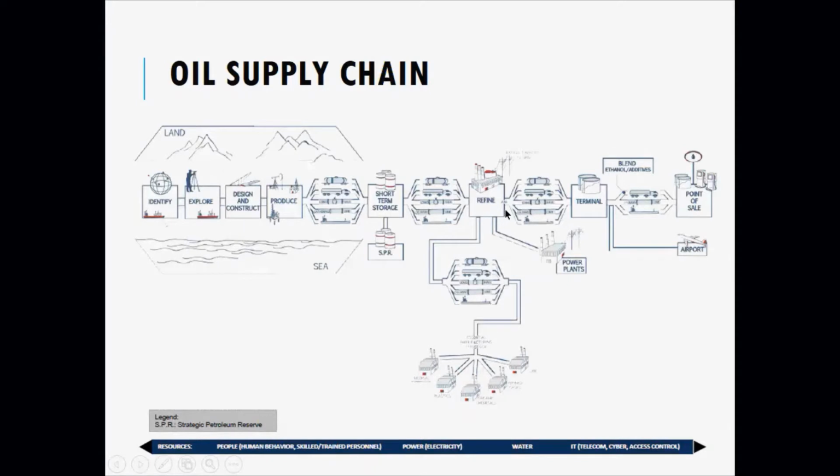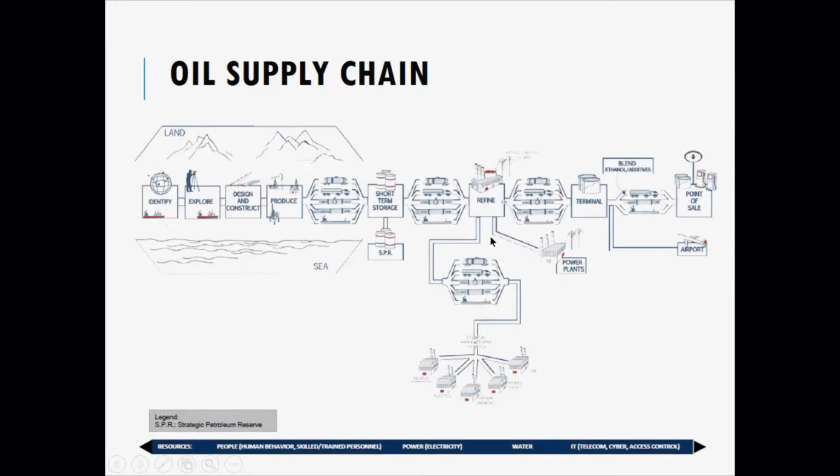Similarly, if there are terminals at a distant location, then in that case as well, the products will be transferred from the refinery to the terminal, and again from the terminal to retail outlets, like the petrol bunks. We call them petrol bunks here, and in some countries they're called filling stations. In some countries we call them retail outlets. So the product is again transferred from the terminal to those locations.